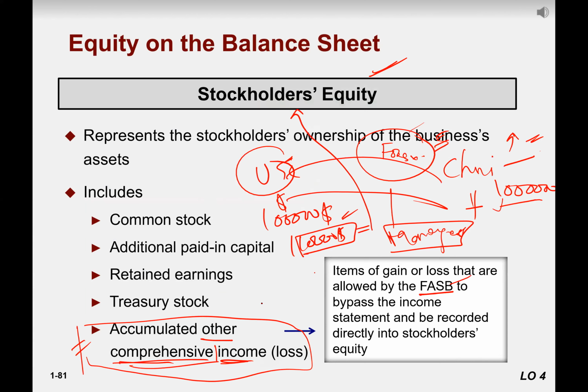Understand? And that is a balance sheet item. It's not an income statement item. Remember this one. So don't be confused by the word comprehensive income. Or you say, no, this is a part of the income statement. No, this is a part of the balance sheet under stockholders' equity. Any question? No. Okay, let's move forward.